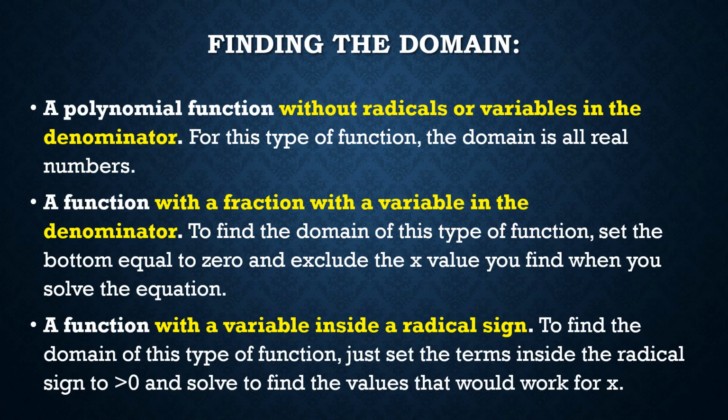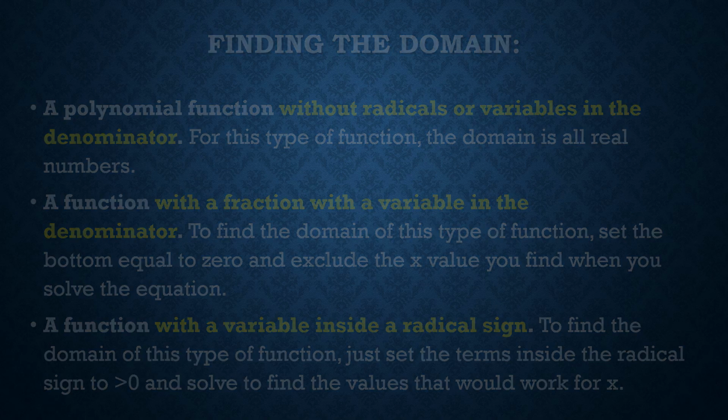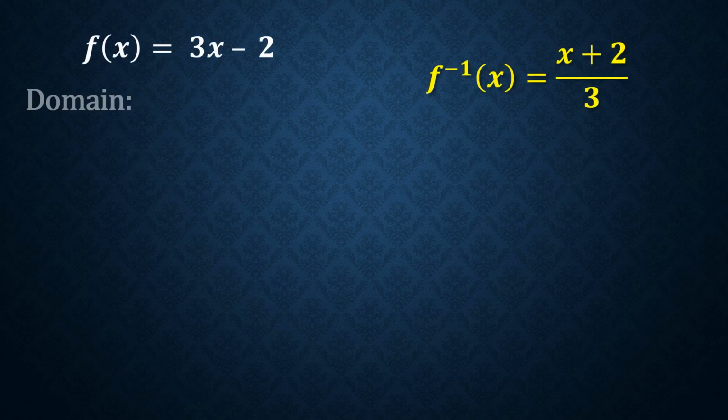Okay? Excluded siya. Next, okay, so a function with a variable inside a radical sign. So, to find the domain of this type of function, just set the terms inside the radical sign to greater than or equal to 0 and solve to find the values that would work for x. Okay, so let's have these examples.